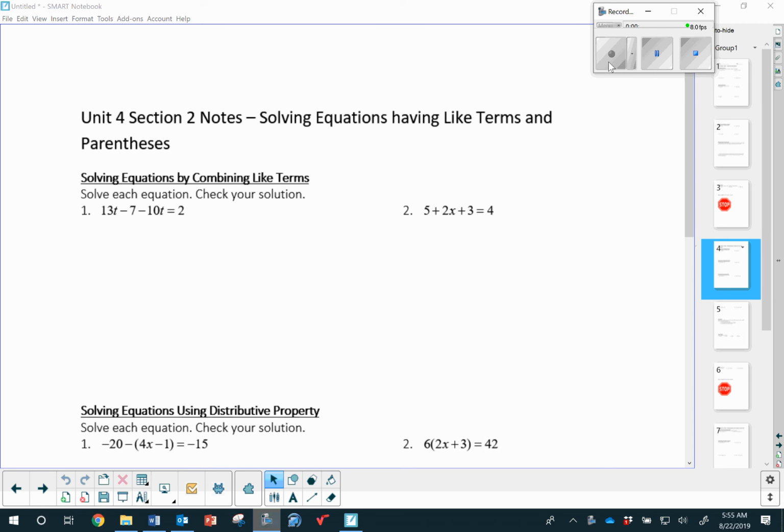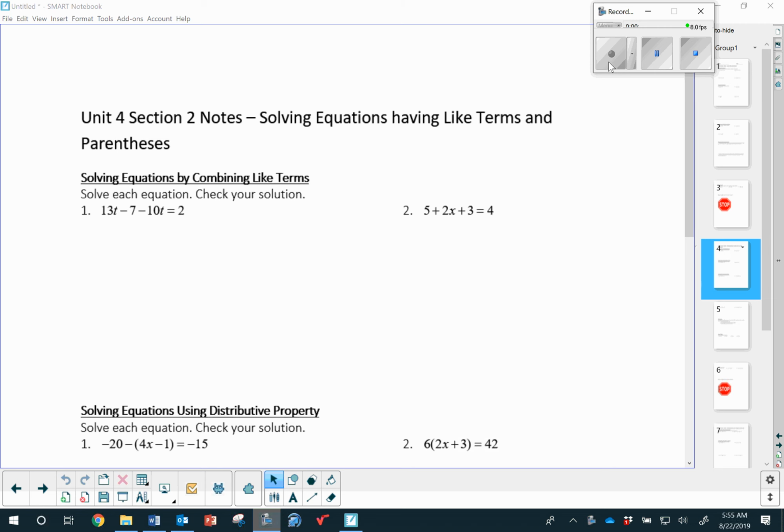All right, friends, we are going to get started with the Unit 4, Section 2 notes. We are going to continue solving two-step equations, but we're going to build on last section, and now we're going to look at how we combine like terms or even use the distributive property to do some of these equations. So I have a few examples for you, starting with number 1.